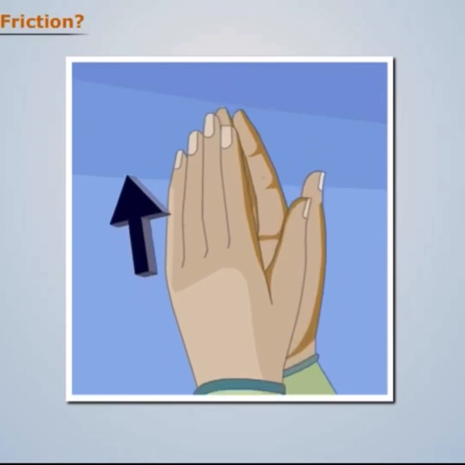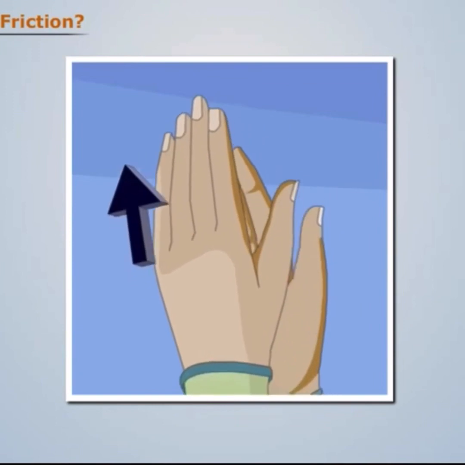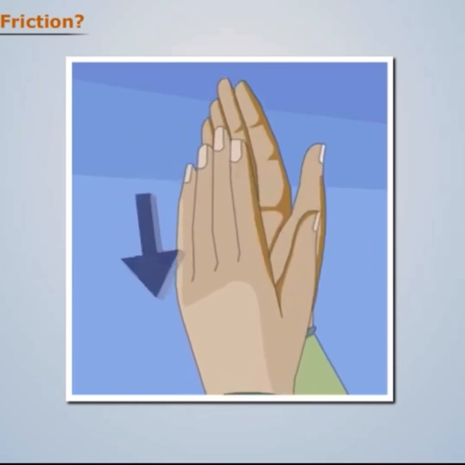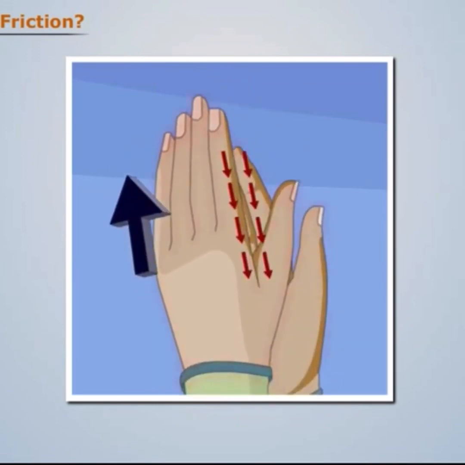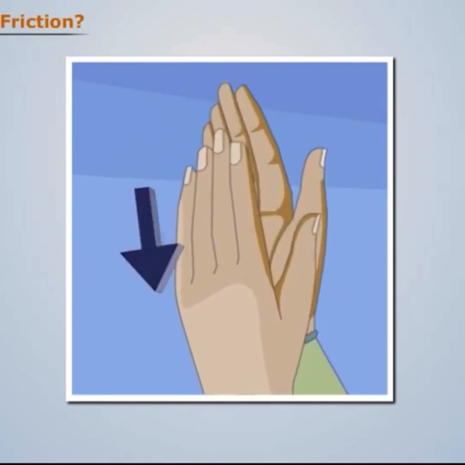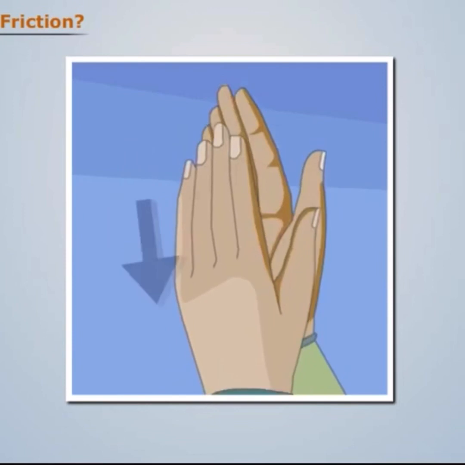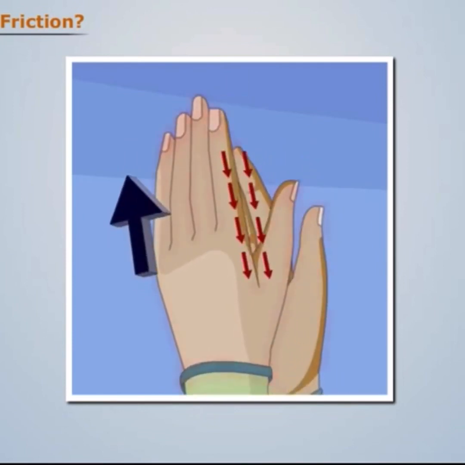When you rub your hands together, the action of scraping the surface of your skin back and forth against each other causes the molecules in your skin to move a little faster. The faster the molecules move, the higher the temperature. So the friction of rubbing your hands together makes them feel warm. Let's try it out. Teacher, you may pause this video to do this activity.